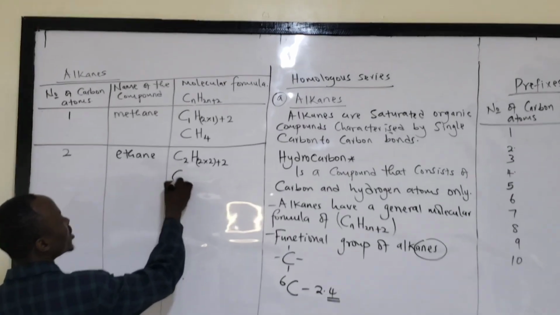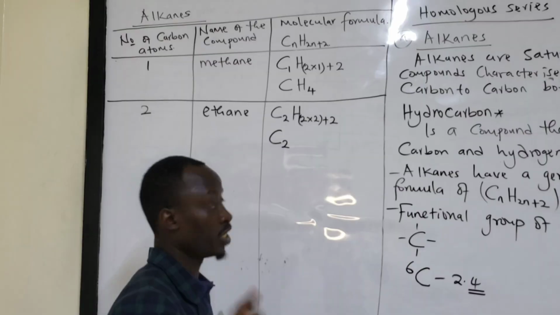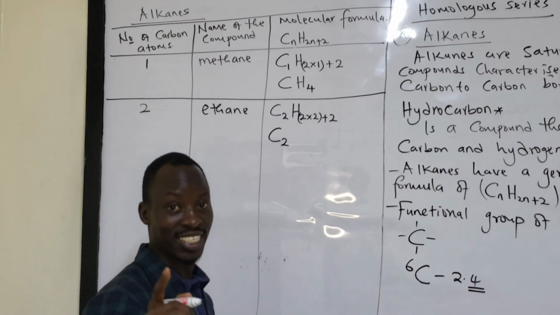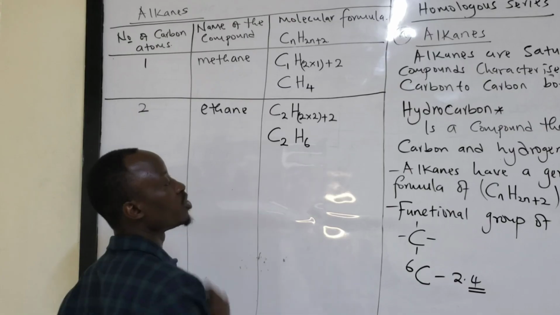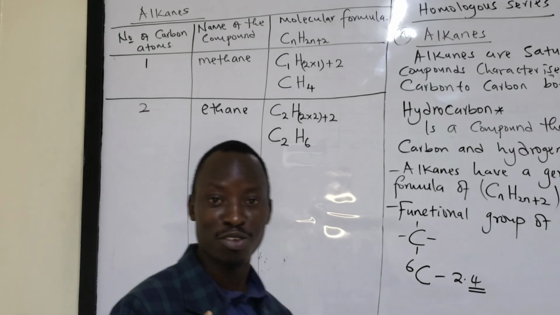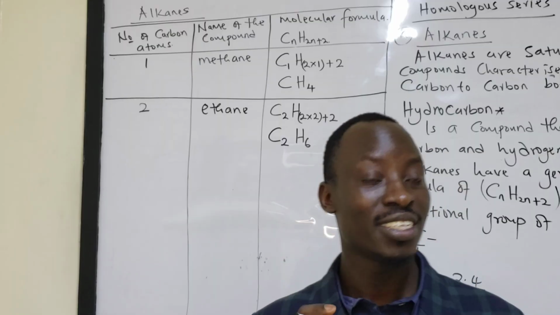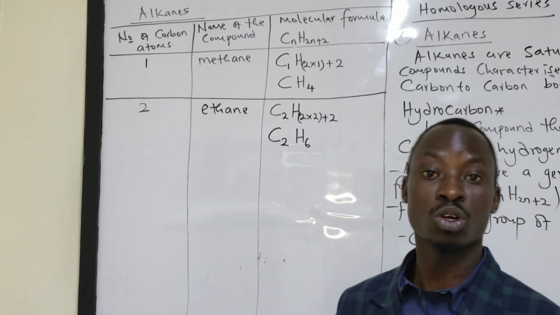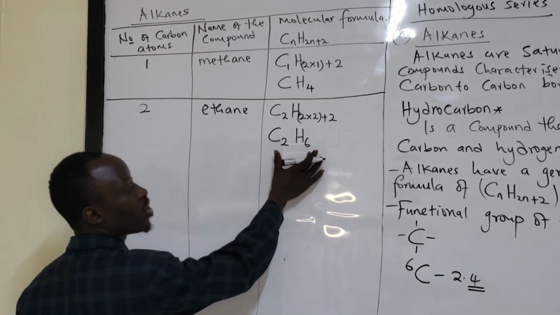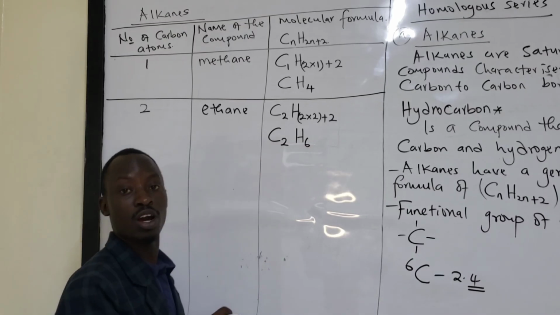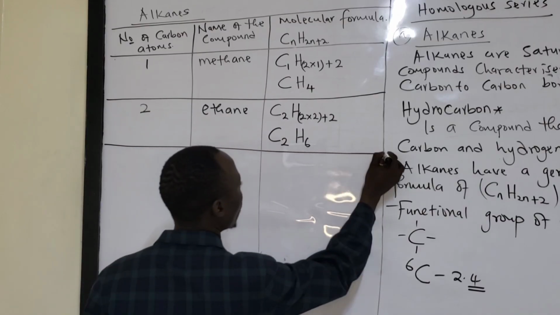So what do we have? We shall now have C2. 2 times 2, 4. Okay? 4 plus 2, 6. How many hydrogens do we have now? We shall have 6 hydrogens. So what is the molecular formula of ethane? C2H6. Correct? Yeah, if my math is good. Then this is now the molecular formula of ethane. Let's do the third one. Okay, good. So I hope you're following.